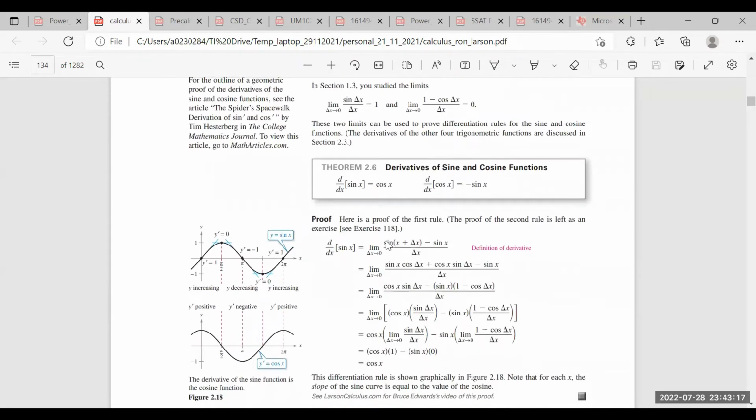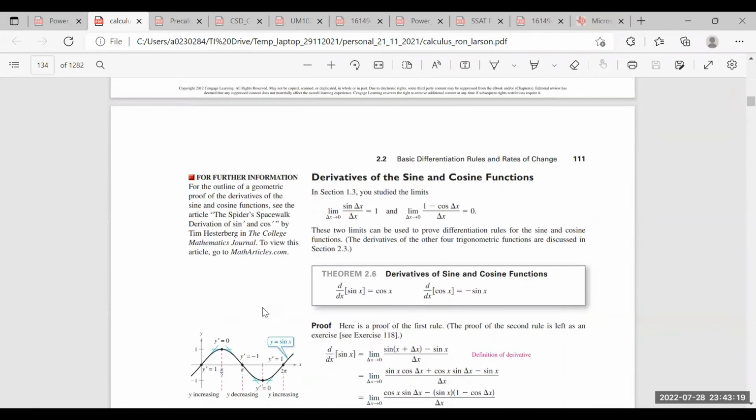And then derivative of sine and cosine. Derivative of a sine function is cosine x, and derivative of cosine function is negative sine x.